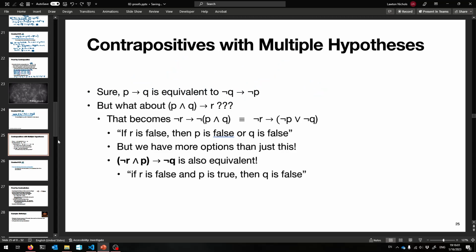But what if your if-then looks like this? Two things added together implies this. So if we make the contrapositive, it would turn into this: not R implies not P, the negation of P and Q, which, if you bring in De Morgan's rule, creates this. Not R implies not P or not Q. And what that's trying to say is, if R is false, then either P is false or Q is false. That's how you could read it.